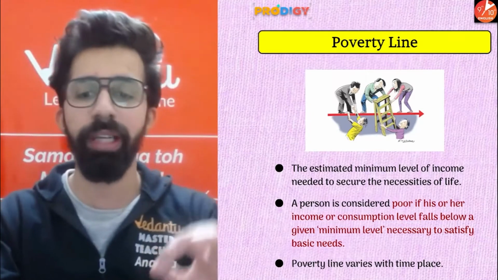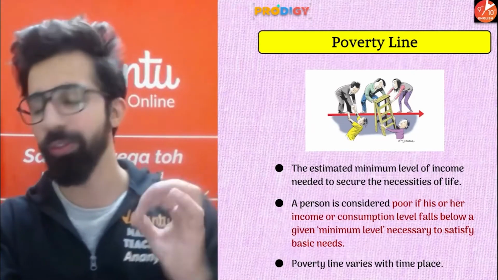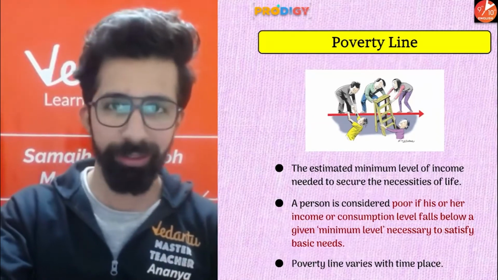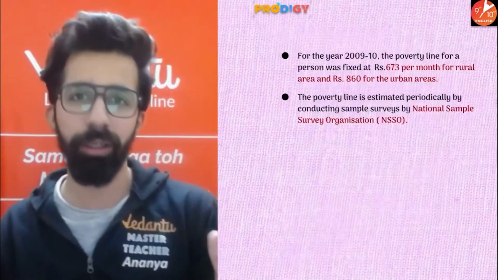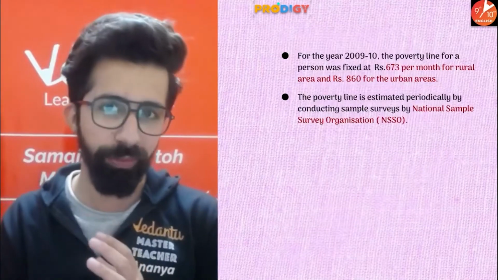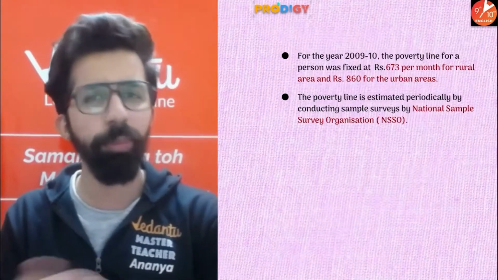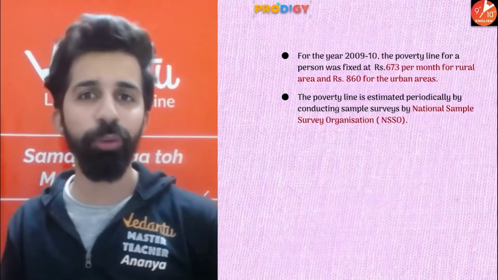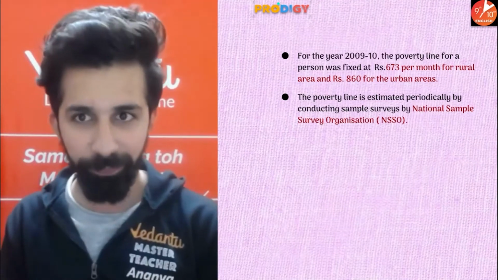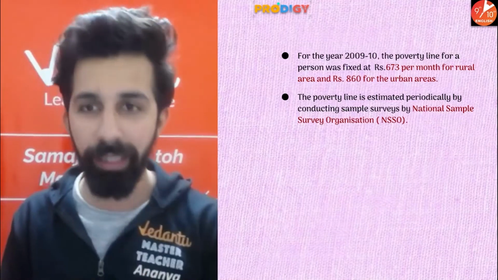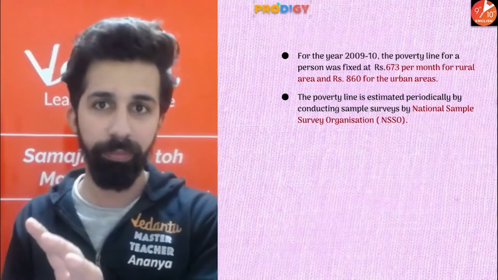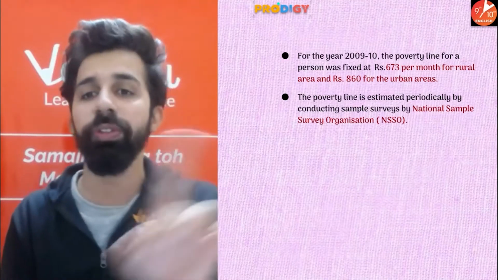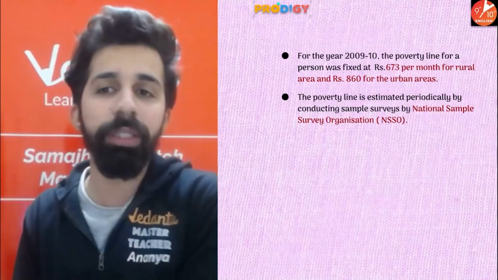And guys, the poverty line varies from time to time, from place to place. Means it is not the same. It is different everywhere. Every country's poverty line is different. All right. And from time to time, the poverty line keeps on changing. Means if I tell you, according to the 2009-10 census, if we consider the poverty line for a person living in a rural area, it was fixed at 673 rupees per month.